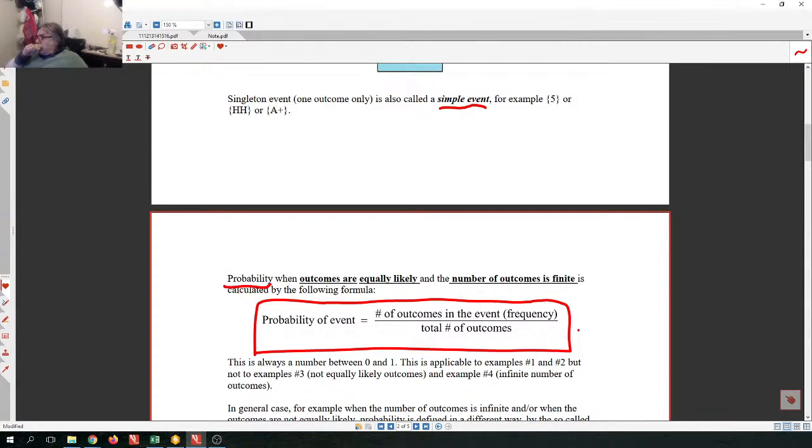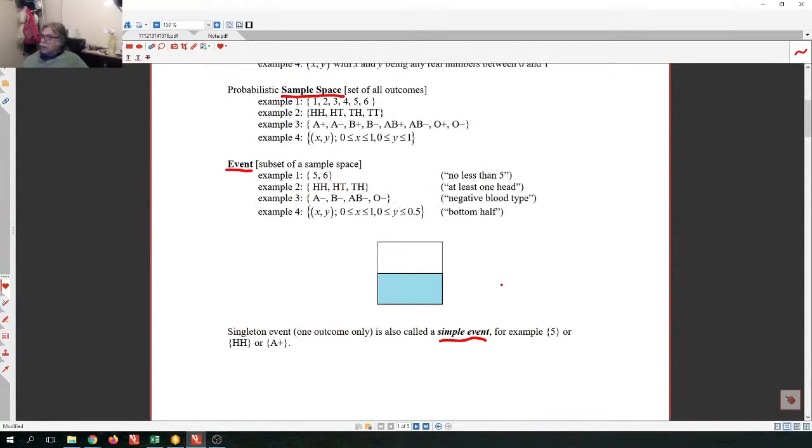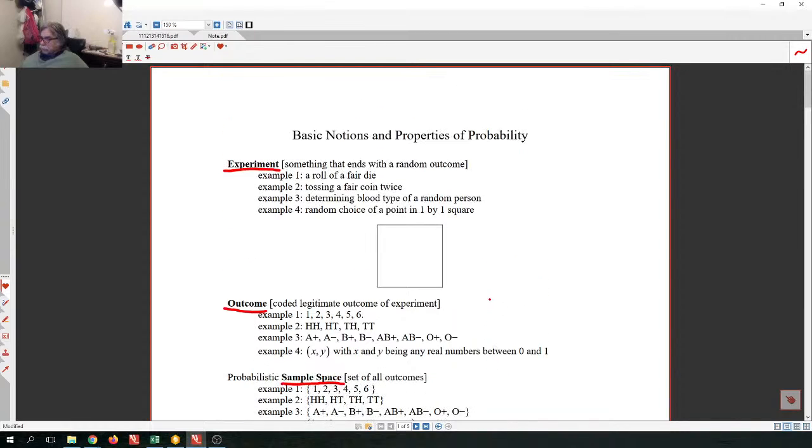But this is only applicable when you have outcomes that are equally likely and when the number of outcomes is finite, which in our case means only example 1 and example 2. If you roll a fair die, it's equally likely you're going to get 1, 2, 3, 4, 5, or 6, and obviously there is only a finite number of them, 6 different outcomes. Tossing a fair coin twice also: you can only get HH, HT, TH, TT. So a finite number of them. Are they equally likely? Yes, they're equally likely.